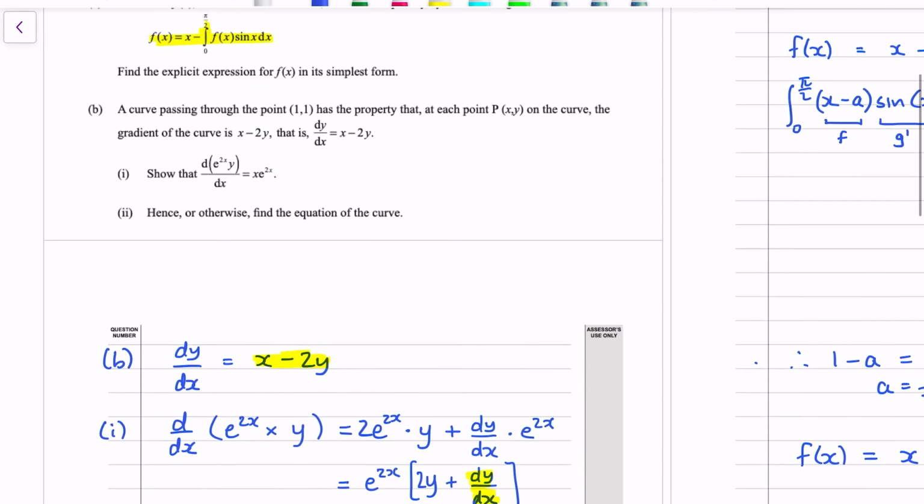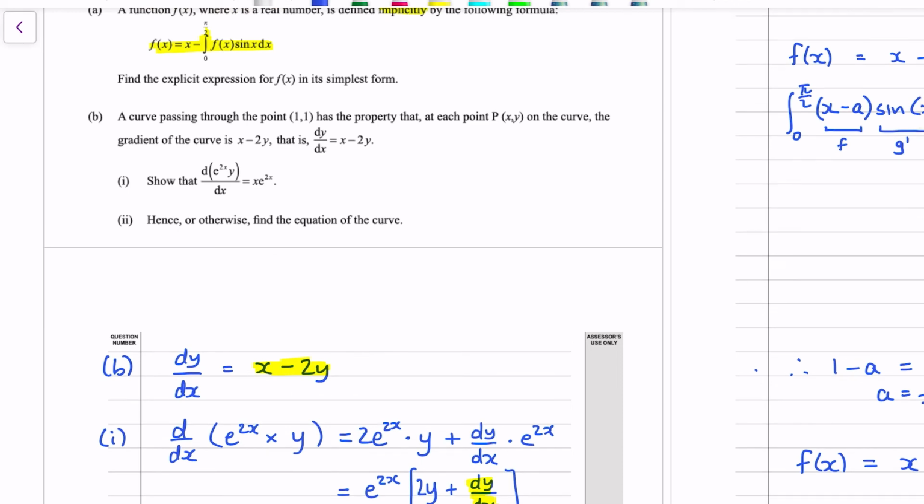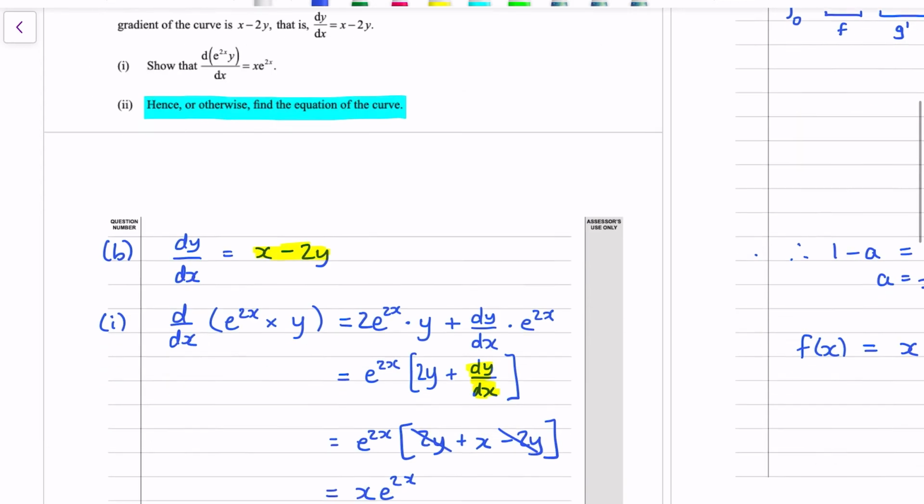The second part of the problem asks us to find the equation of the curve. It says hence or otherwise, but usually when it says hence or otherwise it means hence, and if you've come up with another way of solving it, good on you, but this is probably the way to go about it. So what do we know?